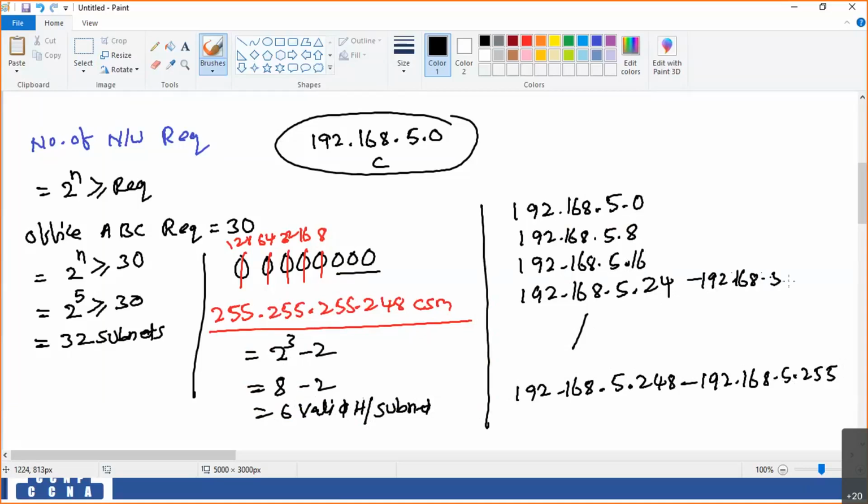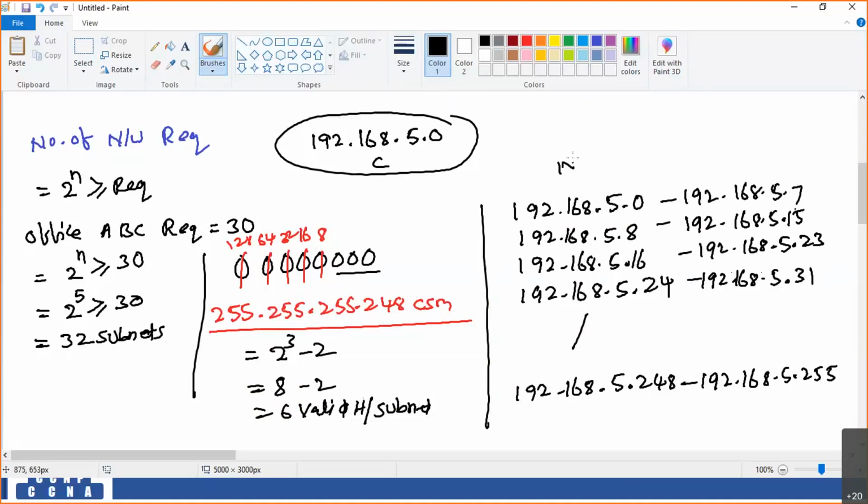Plus 8 means 32, so the broadcast is 31. So it's 192.168.5.15 and 5.7. These are the network IDs and broadcast IDs. So the first subnet, second subnet range, third subnet, fourth subnet, up to the 32nd subnet.